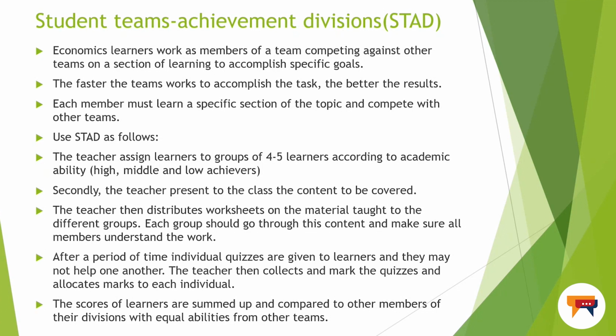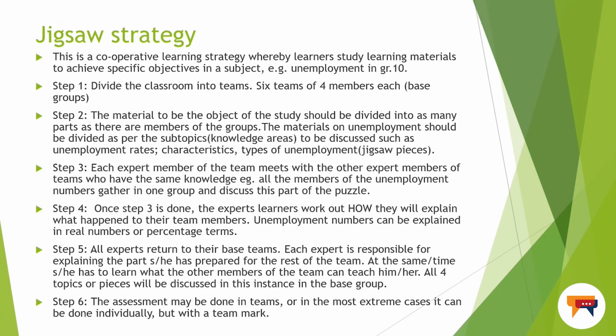Then the scores of learners are summed up in a specific group and compared to other members of their divisions with equal abilities from other teams. So that is the student teams achievement divisions. The next cooperative learning method is the jigsaw strategy. Now we all know, or I think we all know, what a jigsaw is. A jigsaw is a puzzle of pieces that must fit together at the end.